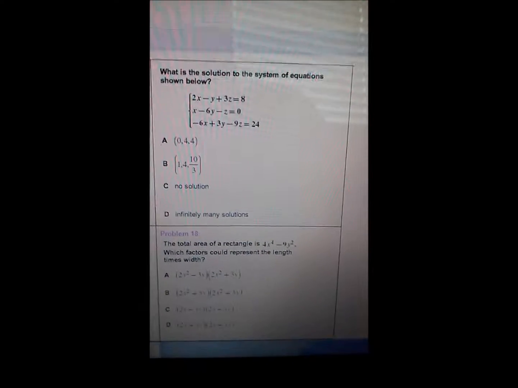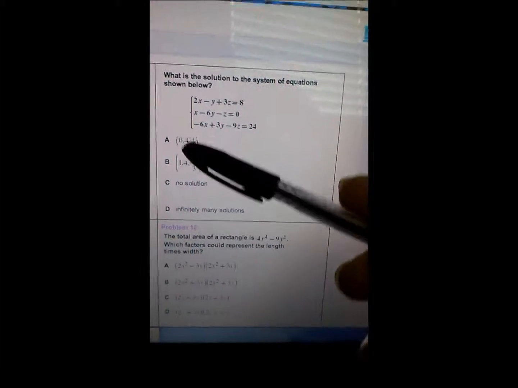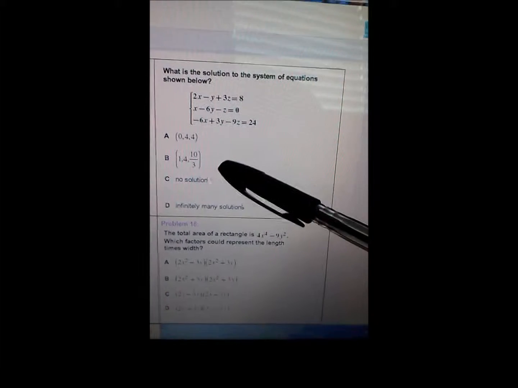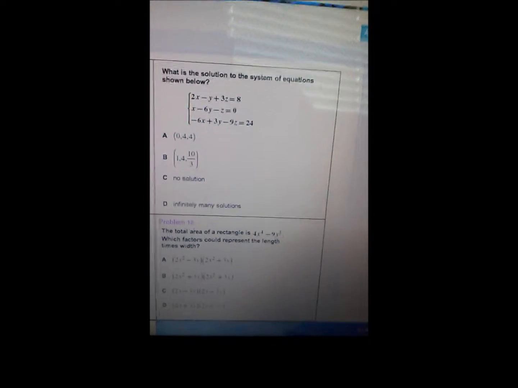Okay, so for number 16 of part 2, it says, what is the solution to the system of equations shown below? So it shows you the equations, and then it shows you your answer choices, which is A, 0, 4, B, 1, 4, and 10 over 3, C, no solution, and D, infinitely many solutions.